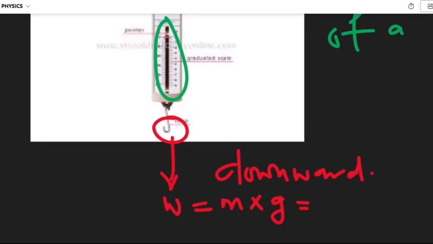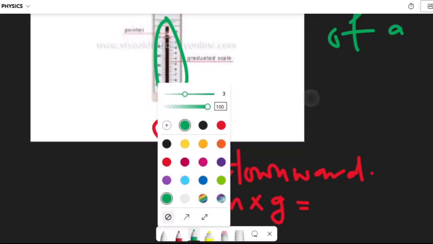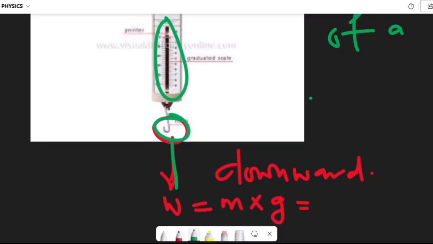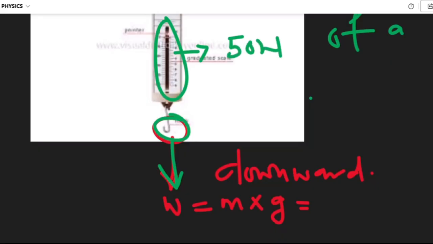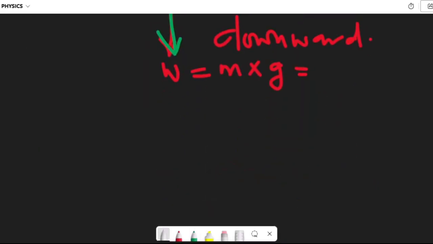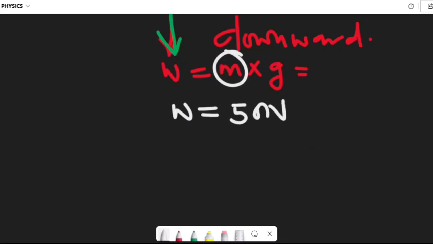Let's assume we have a body and we know that gravity is pulling the body downward, and we're able to get the reading here as 50 Newton. 50 Newton should represent the weight of the body. So I can say W is 50 Newton, and I want to get the mass of the body.